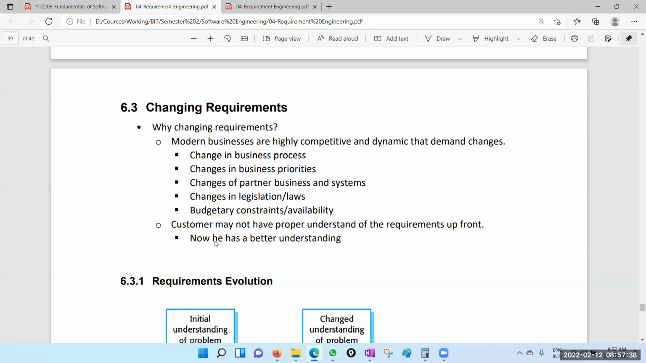But in the agile approach, requirement changes are always welcome. But of course, we have to negotiate the time, we have to negotiate the cost, but we accept those requirements, okay? But you can't blindly accept everything. We have to manage it. We have to do it in a proper professional manner, okay?